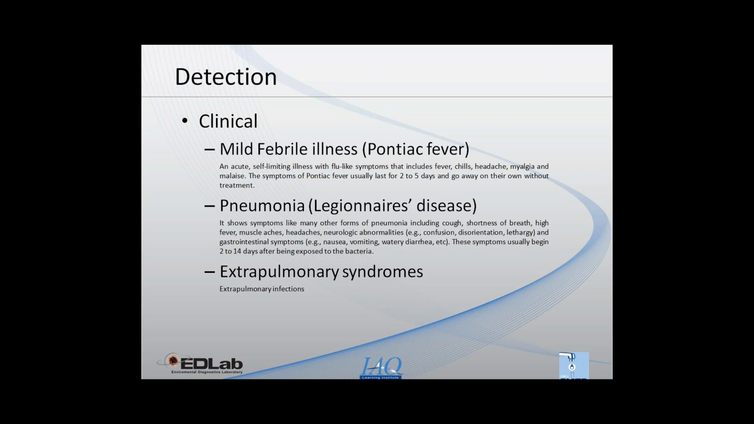Legionella can also have pneumonia-like symptoms, which show things such as a cough, shortness of breath, high fever, muscle aches, etc. We have all these kinds of symptoms. Once again, they may not seem like they were caused by Legionella, and the symptoms can begin about 2 to 14 days after being exposed to the bacteria. So it may be difficult to find out if it ever was Legionella or something else.